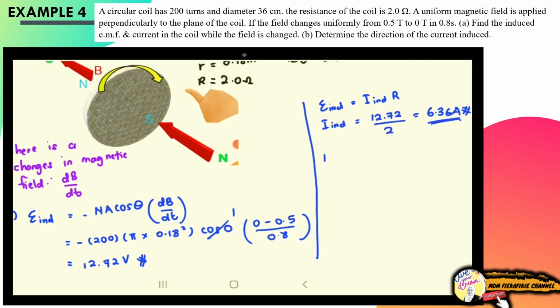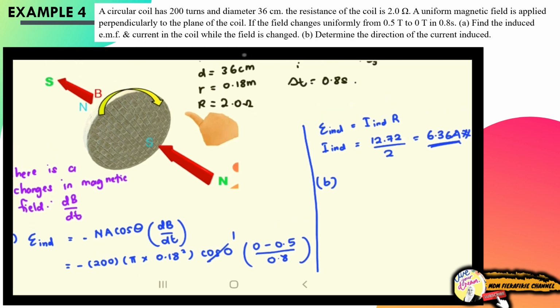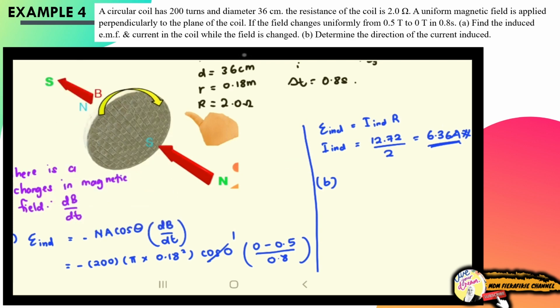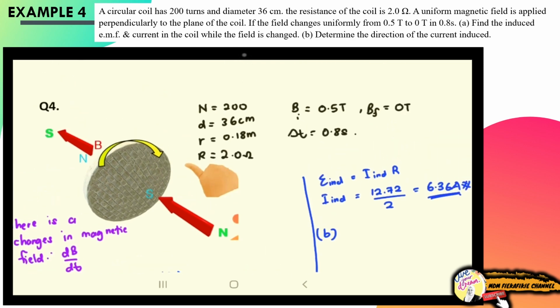Okay, so for part B, we want to determine the direction of the induced current. So we need to apply Lenz's law and the right hand grip rule that we have learned in class. Okay, so look at here. Okay, so based on Lenz's law, what happened? Okay, so now what happened? Okay, the magnetic field change daripada mana ke mana? Okay, kita tengok balik. The magnetic field change from 0.5 Tesla to 0 Tesla.